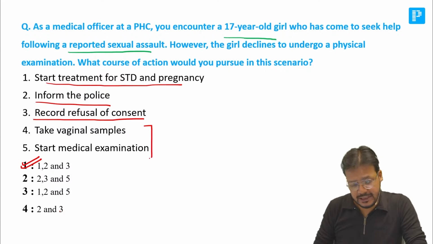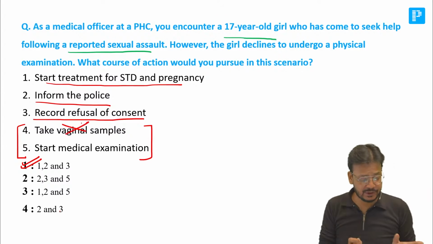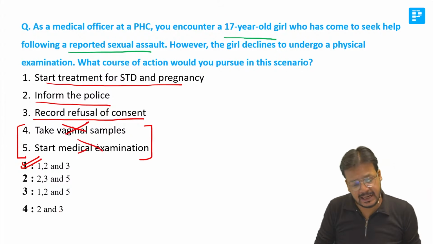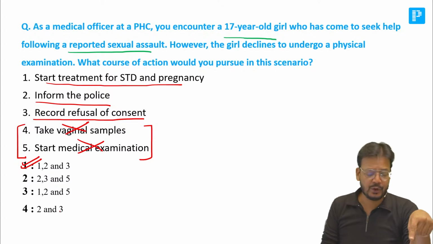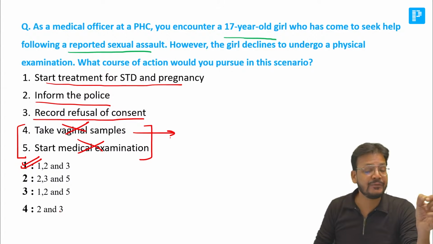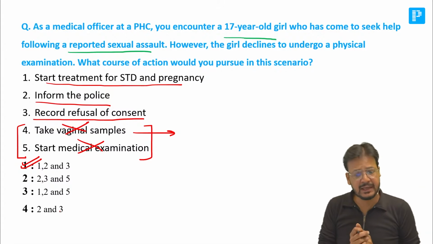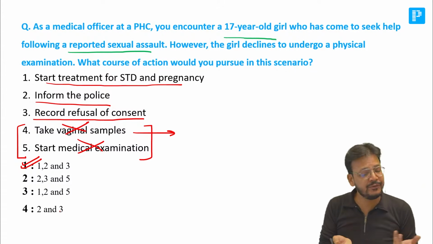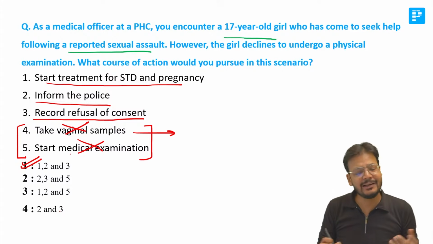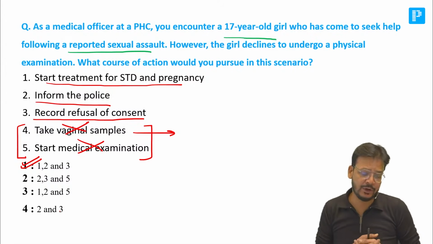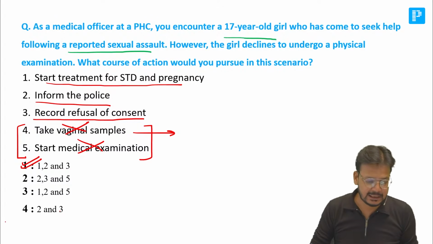You won't go for these two conditions, because taking a vaginal swab is a part of physical examination and should not be done, and starting a medical examination should not be done because the girl denied the examination. Because look, taking a vaginal sample is a part of physical examination. You cannot go for it because the girl refused. So there should not be 4 and 5. Here, start the treatment of STD and pregnancy, inform the police and record the refusal of consent. If she refuses, make it an informed refusal. So here the answer is option A.